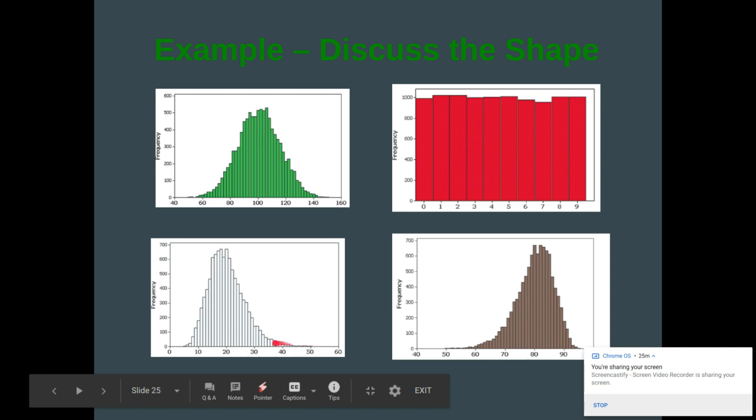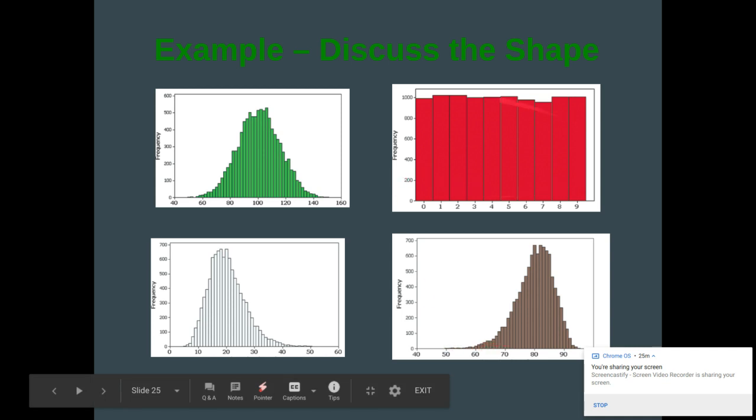So this is the tail that it's talking about. Since this tail here goes off to the right, we would say that this data is skewed right. If we look over here, again, similar idea. This still has that bell shape, but doesn't quite have that symmetry because it has this long edge, or this long tail. Since this tail is off on the left-hand side, we say that this is skewed left.